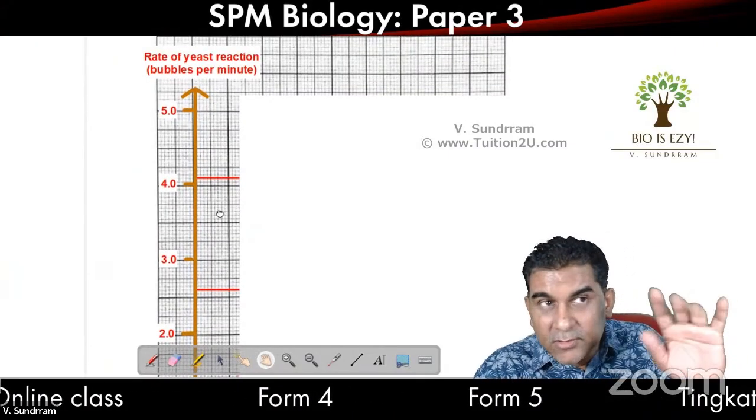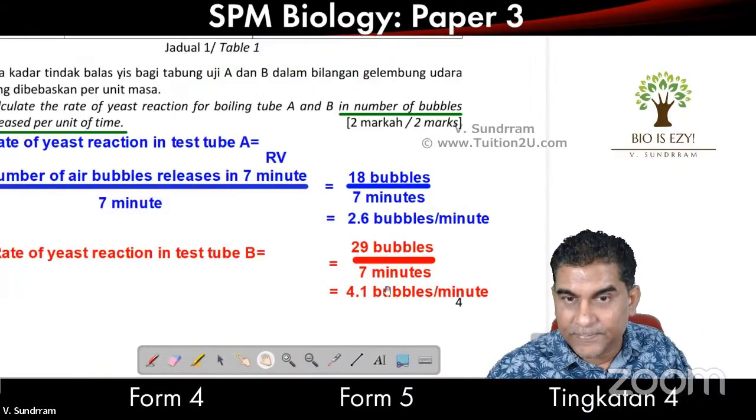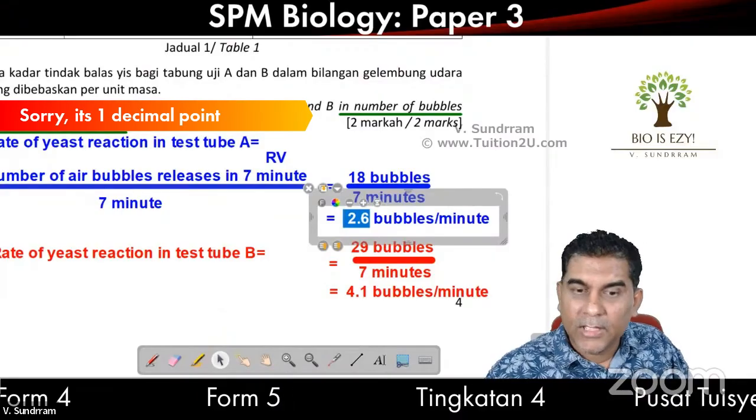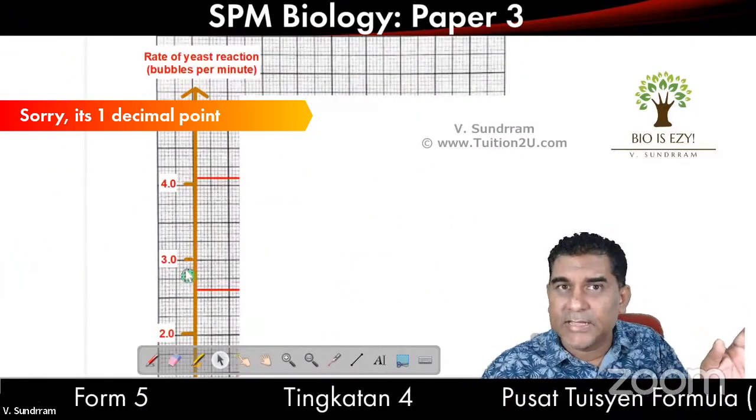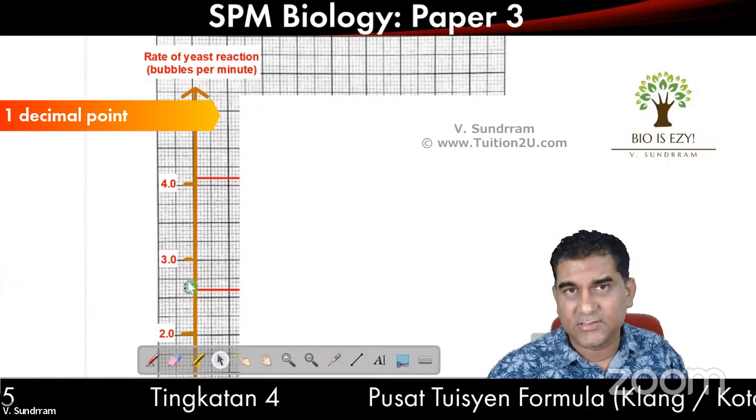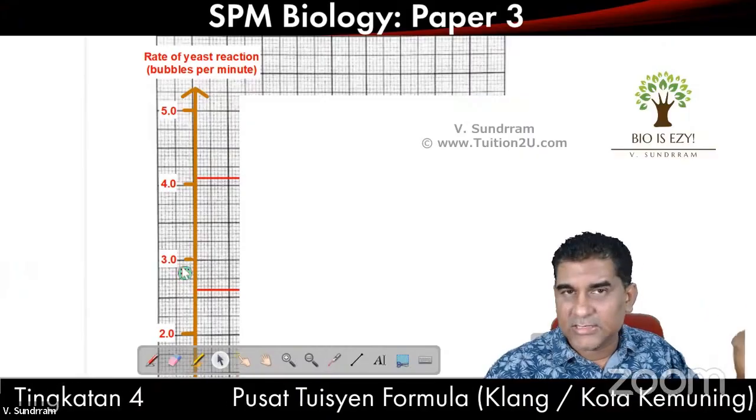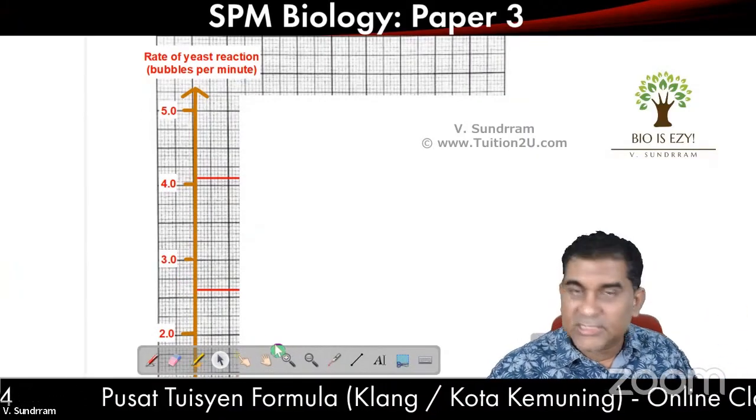If you do that, you lose 1 mark because you must follow your calculation. Your calculation is 2 decimal points. Your graph must be 2 decimal points. A simple mistake that students don't follow, they lose 1 mark for the x and y axis. Decimal points must follow the calculation that you gave earlier. So I bring it as large as possible.